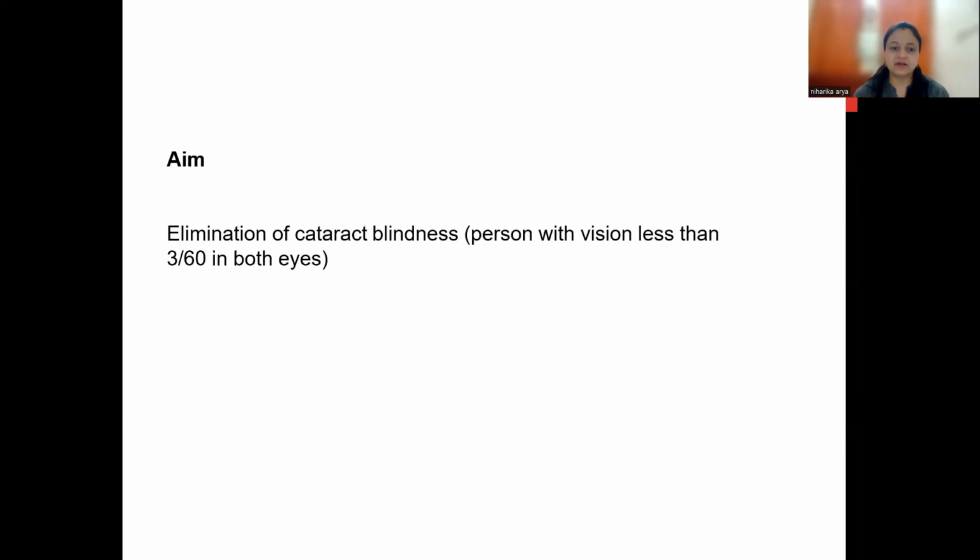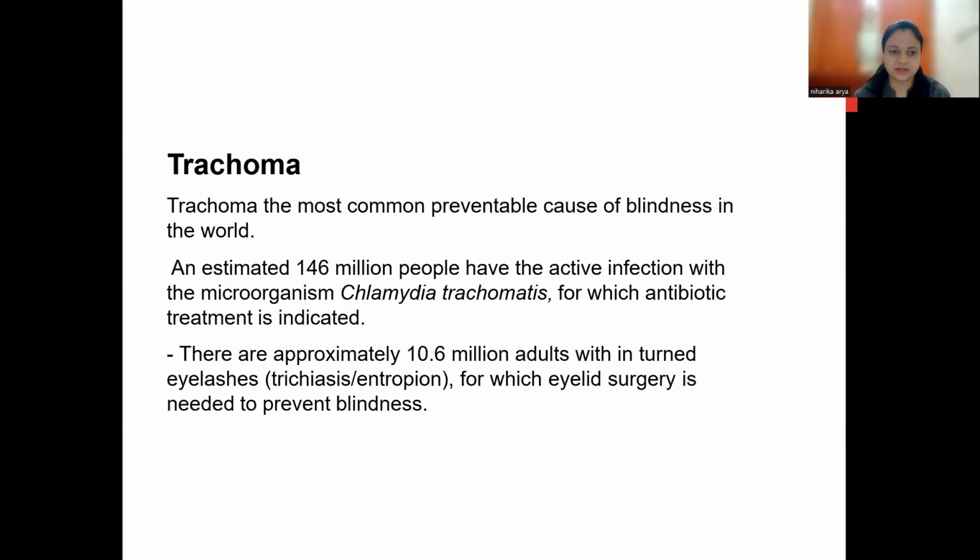The aim is elimination of cataract blindness, that is, persons with vision less than 3/60 in both eyes. Second is trachoma. Trachoma is the most common preventable cause of blindness in the world. An estimated 146 million people have active infection with the microorganism Chlamydia trachomatis, for which antibiotic treatment is indicated. There are approximately 10.6 million adults who have inturned eyelashes, like trichiasis or entropion, for which eyelid surgery is needed to prevent blindness. Okay, so trachoma.